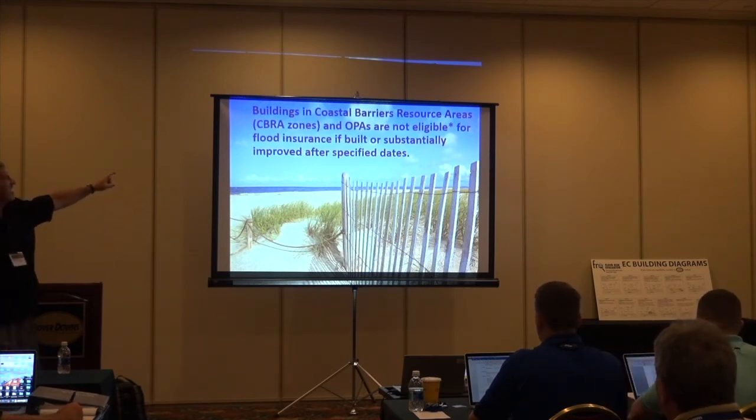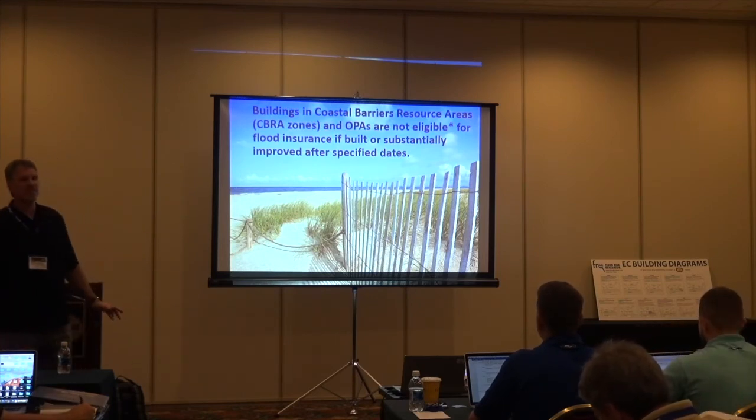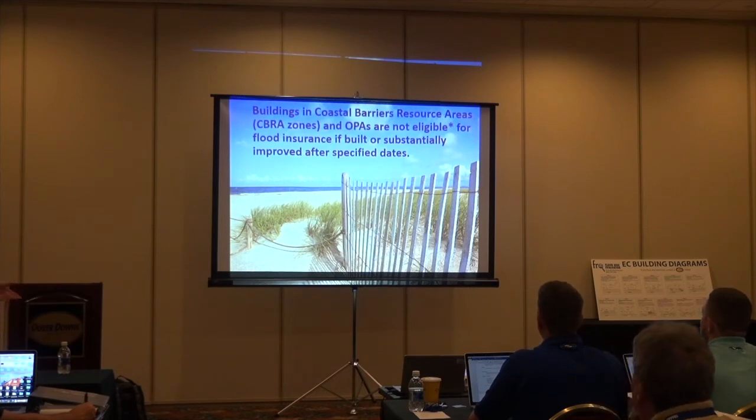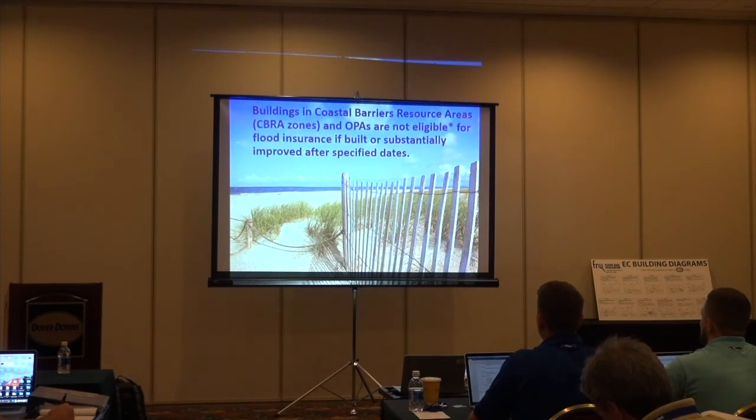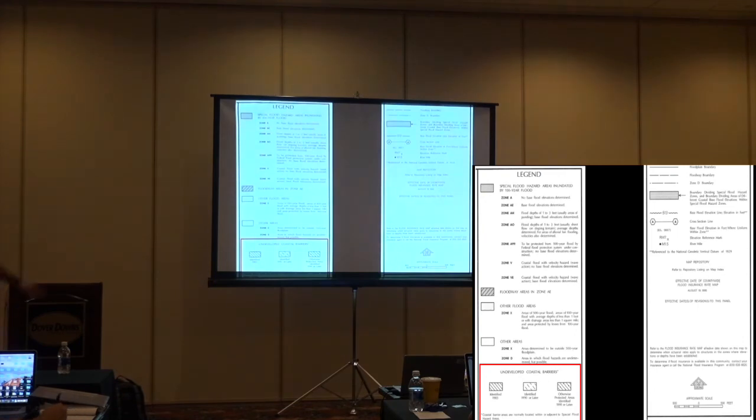They are not eligible for flood insurance if built or substantially improved after specified dates. Do we have the specified dates committed to memory? No. Do we need to? No, because guess what? They're right there on the map. Based on the cross-hatching of that area, and I say cross-hatching, diagonal lines, solid diagonal lines on this map are identified in 1983. Dashed ones are identified 1990 or later, and this otherwise protected area is identified 1991 or later.